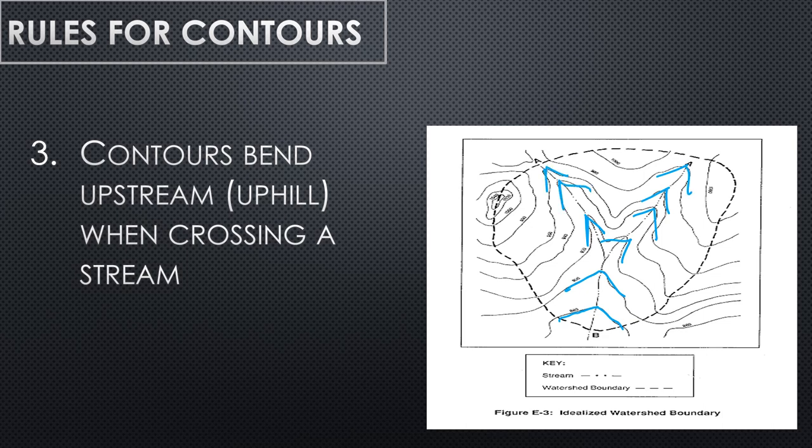Okay, so it's bending upstream. In other words, it's pointing to where the water came from. And so in this map, because it's bending upstream, we can assume the water is flowing down in this direction. And so we see these very significant bends in topographic maps when we're crossing a stream.